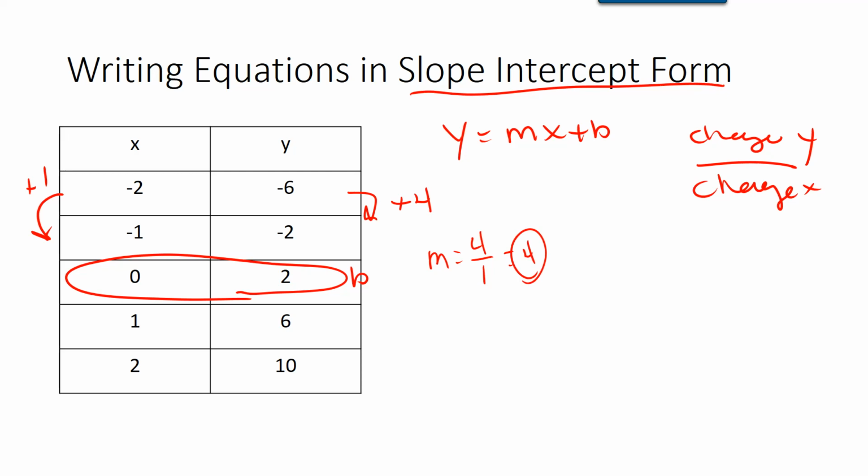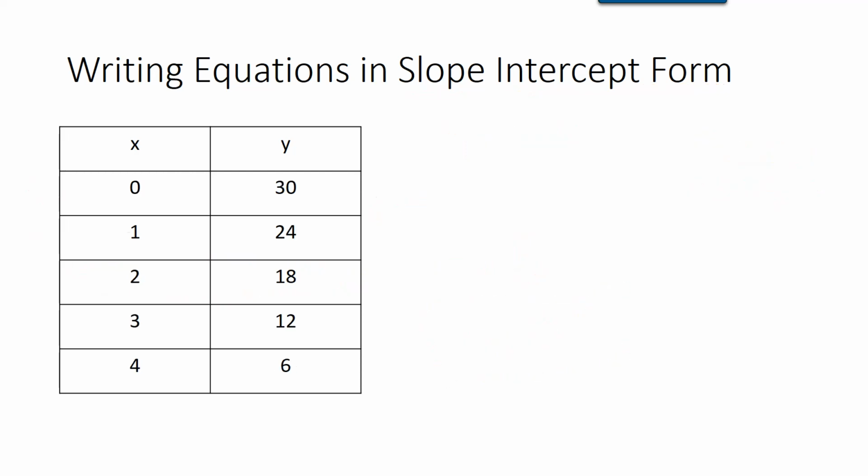So now we know our slope, we know our y-intercept. We're going to rewrite our problem. y equals 4x plus 2, and there is our equation for this table. Okay, let's look at the next example here. Again, I notice right off the bat that it's got a 0 point, so I know that that's going to be my b value. I don't have to do any work to find it.